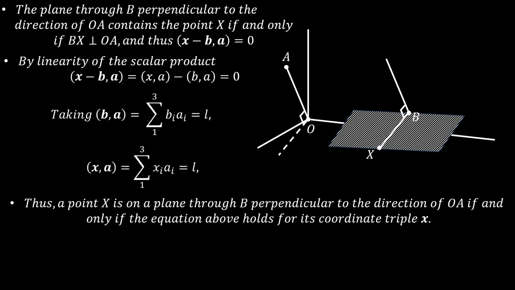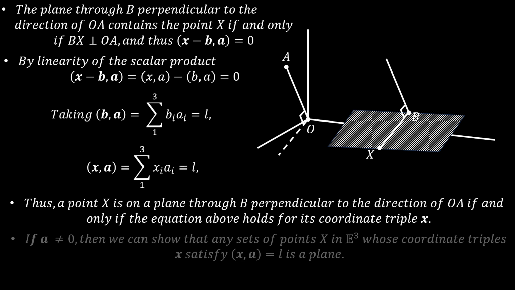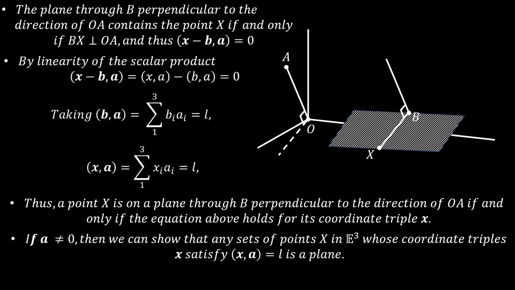It's a linear functional that is equal to a constant L. Thus, a point x lies on a plane through B perpendicular to the direction of a if and only if the equation above holds for its coordinate triple x. If a is not equal to 0, then we can show that any set of points x in the Euclidean space whose coordinate triples x satisfy the scalar product of x and a equals L is a plane. It's easy to show that.